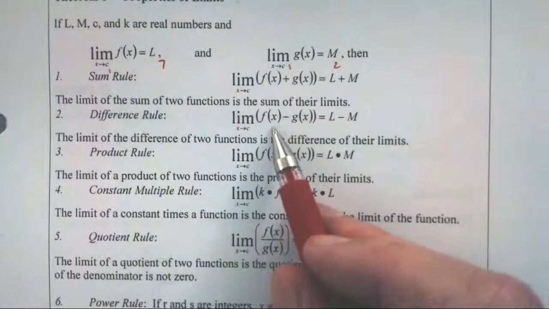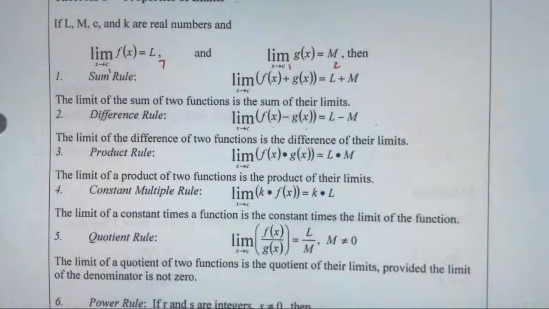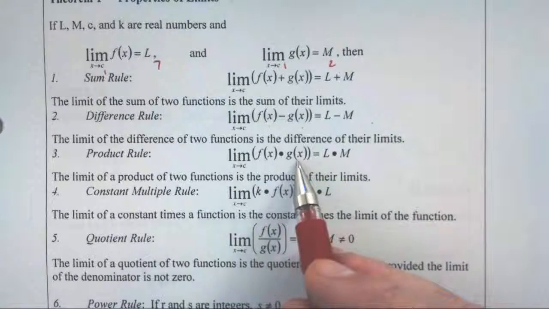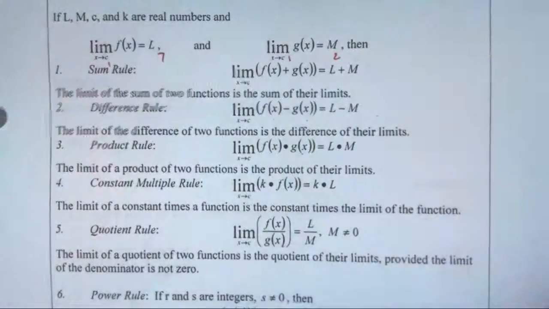Well, what about when we subtract them? I hope it's 7 minus 2. It is. When we multiply them, I hope it's 7 times 2. It is. I hope it's 7 divided by 2. It's not. No, I'm just kidding. It is. 7 divided by 2.